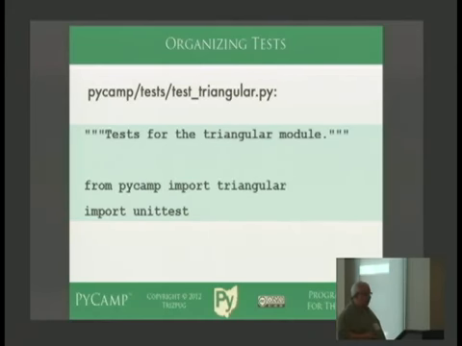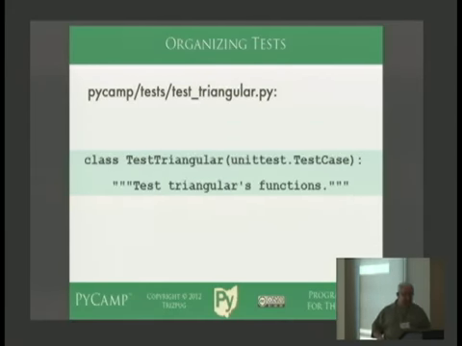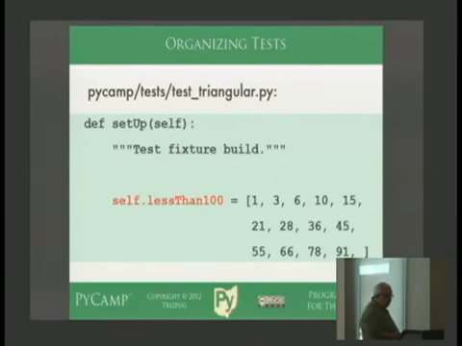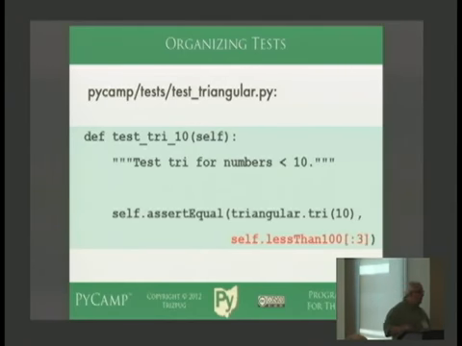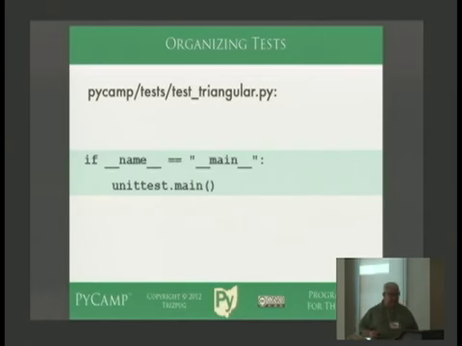And similarly, test triangular does the same sort of thing. It imports the triangular module we need to test, imports unit tests, sets up a test triangular subclass of test case that has a doc string, has a setup method that we set up our test list in, and has a test method for testing try called with the argument of 100, and one for calling try with an argument of 10. Alrighty, so it also has a main instance in it.